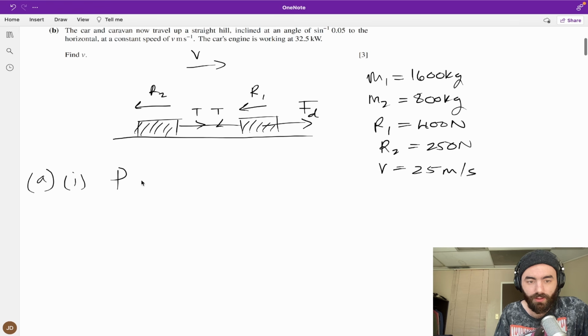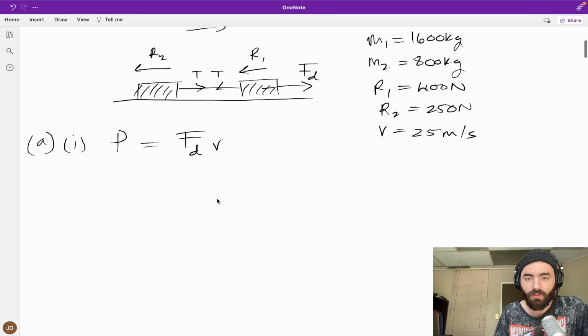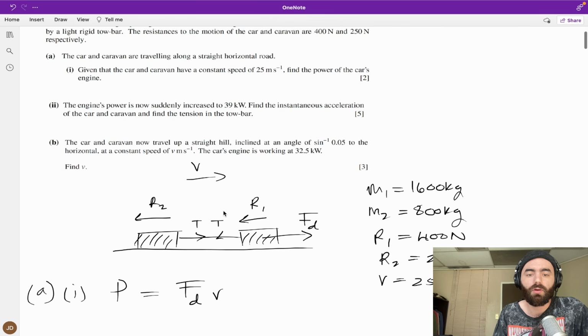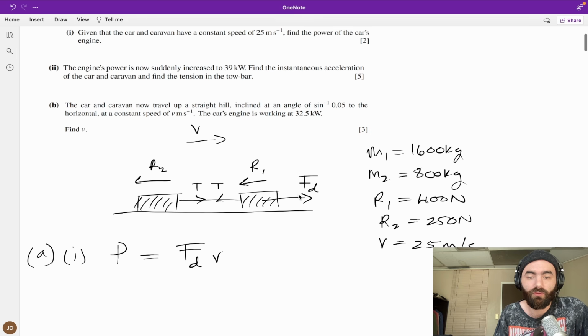Well, power equals the driving force times the velocity. Well, we don't know what the driving force is. We know what the velocity is, so we need to find what the driving force is. And what is the driving force? Well, because this thing is traveling at a constant speed, the sum of the forces of the system will just equal 0.